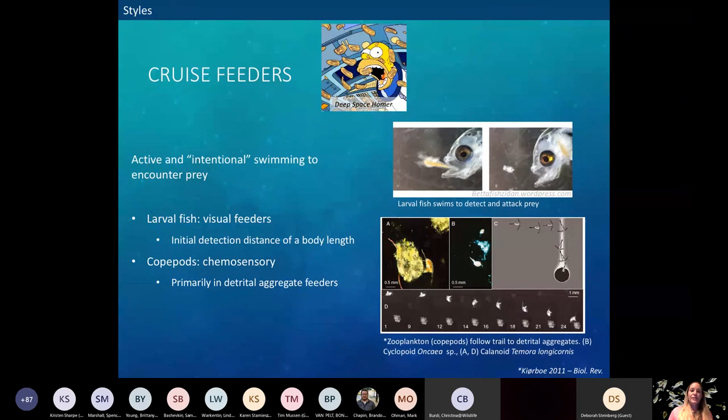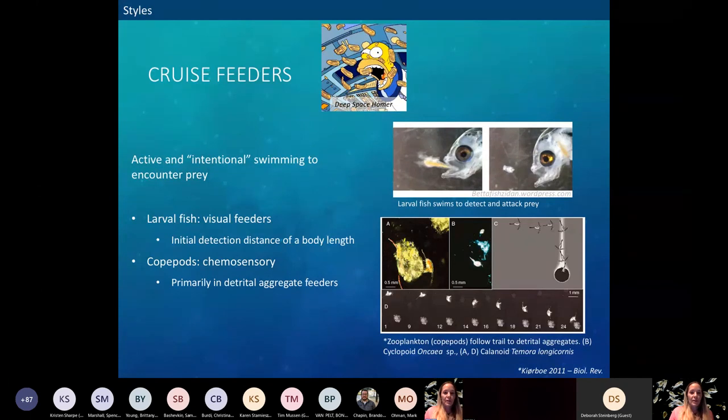Then we have the cruise feeders, which I like Deep Space Homer. Not perfect example, but you know. And this is active and intentional swimming to encounter your prey. Good examples are larval fishes because they are visual feeders. They require a lot of food to grow and survive. And so they have to actively cruise around looking for prey and then consume it.